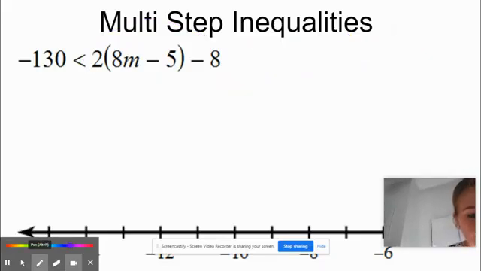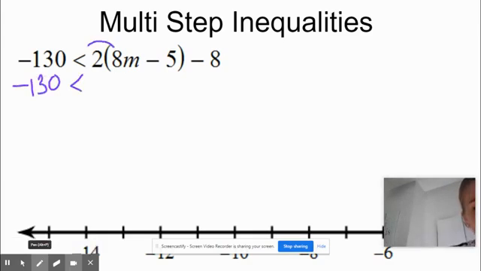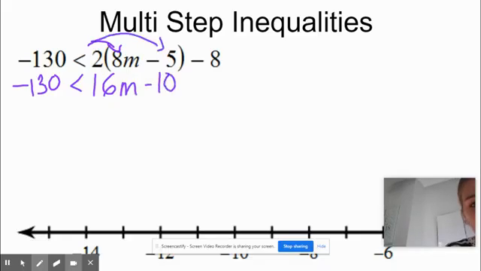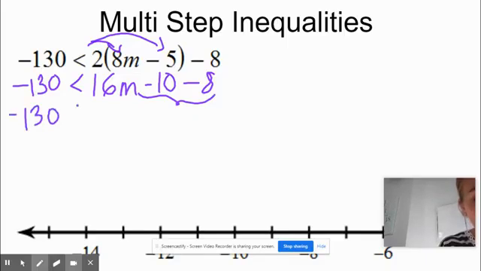All right, so let's just jump into this one. We have -130. And then 2 times 8m is 16m. 2 times -5 is -10. And I do not distribute that 2 to the -8 because it's outside, so we don't do that. Now I'm going to combine like terms. It's a -10 minus 8. Don't lose your signs, right? So we have -130 less than 16m minus 18. And now we have to add 18 to both sides.